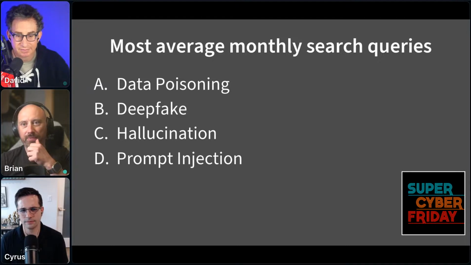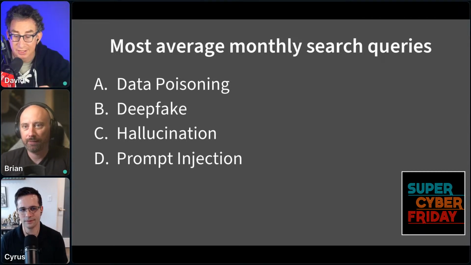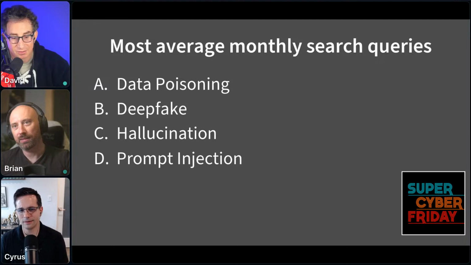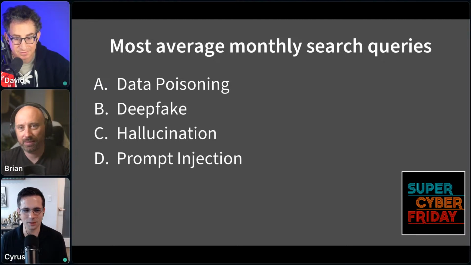I think it's deepfake. That seems a broader search that would apply to more people. Although hallucination doesn't have to be cybersecurity too. It could be anything. Nor does deepfake necessarily. I think it's either B or C, but I'm gonna go with B. All right, deepfake. What do you think, Cyrus? I'm in the same boat, but I was favoring C, so I'll go C.